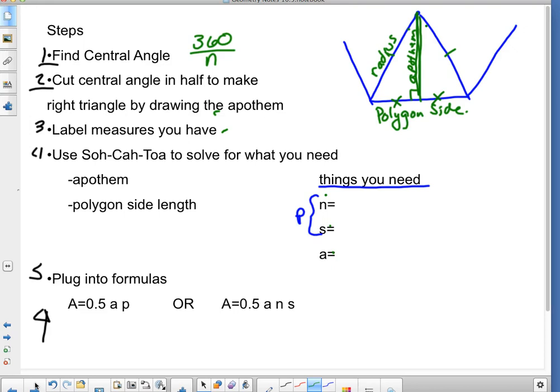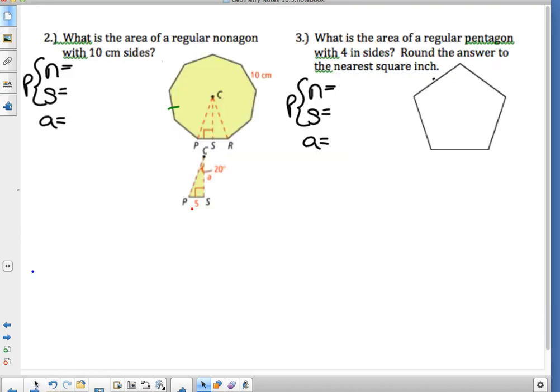I don't do all of them. People just go, oh, I'm gonna find all this. Don't find all the stuff. Just find what you need to be successful for finding the area, okay? And after I'm done, I plug into the formulas and I'm golden, okay? So let's make sure we got that going. This was my pointer. I don't know why I couldn't find it, okay? But moving on. Here's our example.